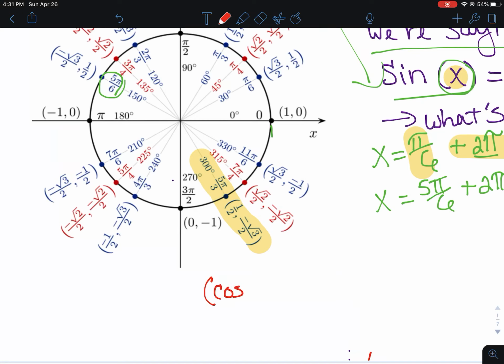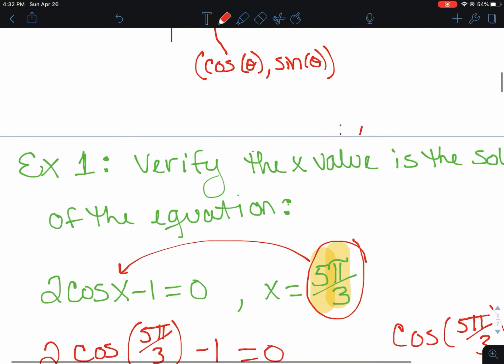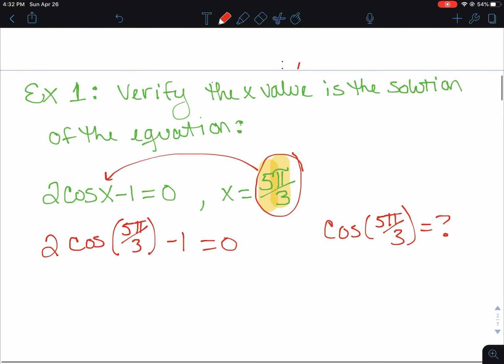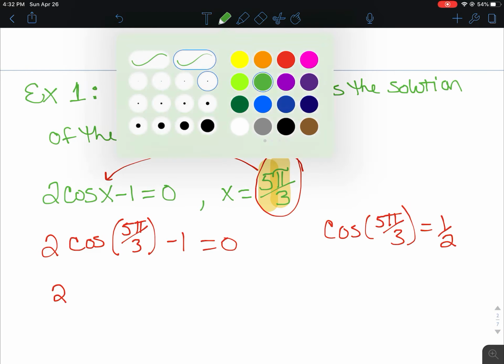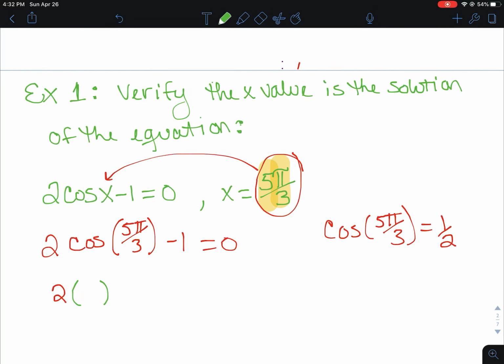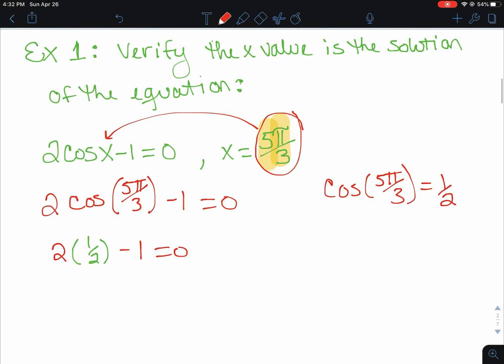And remember, points on the unit circle, the cosine is the x value. And the sine is the y value, right? So we're looking for the x value, which is 1/2. So I know the cosine of 5 pi over 3 is equal to 1/2. So then I can substitute that, right? If they're equivalent, I can replace that in my equation. So this becomes 2, but instead of writing cosine of 5 pi over 3, I'm going to write 1/2, because that's what it's equal to. And then minus 1 is equal to 0.